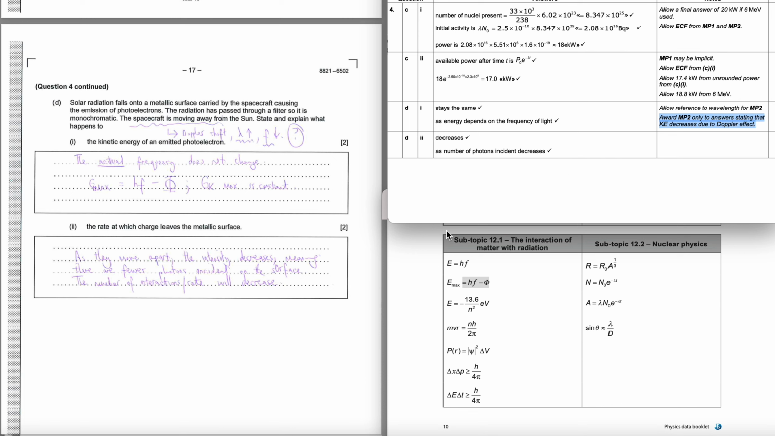Hopefully question 2 is a bit more straightforward, because it's asking us what will happen to the rate at which charge leaves the metallic surface. Well, let's think about this. Each charge requires 1 photon in order to leave the surface. So 1 electron requires 1 photon. Now, if we move further away, then our intensity is going down. And that means fewer photons every second incident on the surface, and that therefore means fewer interactions. That therefore means there's less charge per unit time able to leave the surface, and therefore the rate at which they leave the surface is going to go down.